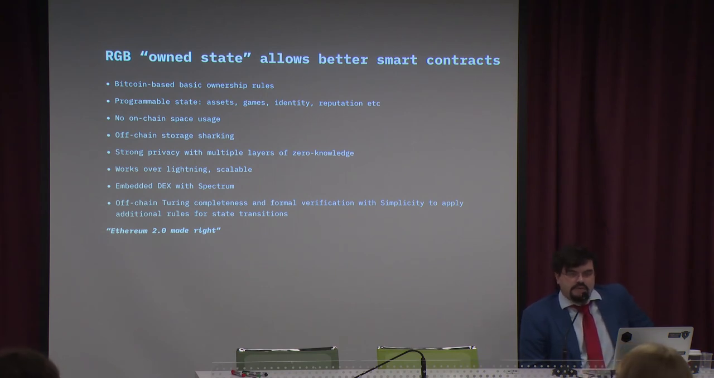We don't invent a new security model. We don't try to do a new blockchain. We don't try to repeat the mistakes of Ethereum, which put all the different things that have to be done on different abstraction layers into a single system. But we still have a programmable state which can be used for assets, games, identity, reputational systems, and who knows what. This state uses nearly no on-chain space.